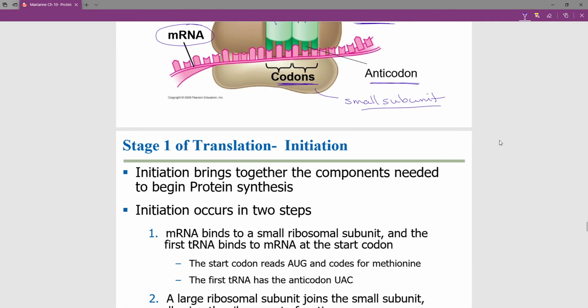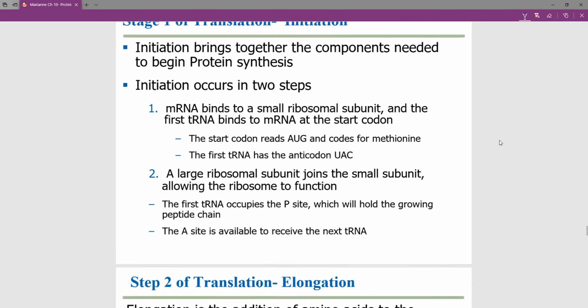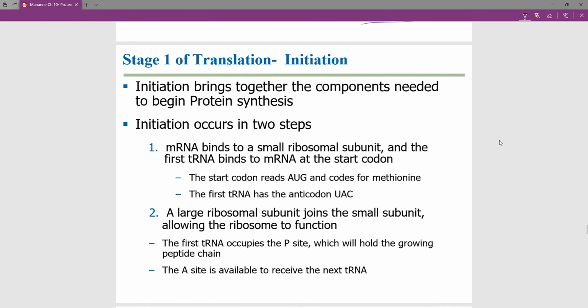Okay. So in stage 1 of translation, we have initiation. Initiation brings together what we need for protein synthesis to begin. And so hopefully we have enough of a primer of all the parts that this explanation can actually make sense to you now. So initiation is going to happen in 2 steps.